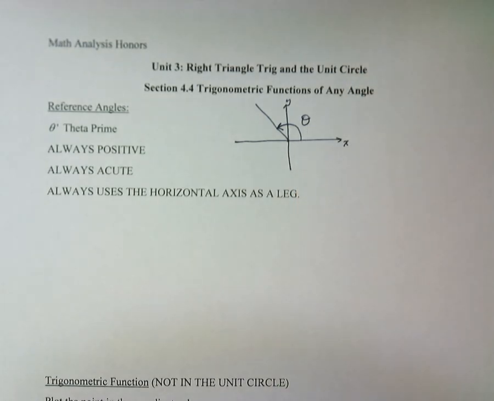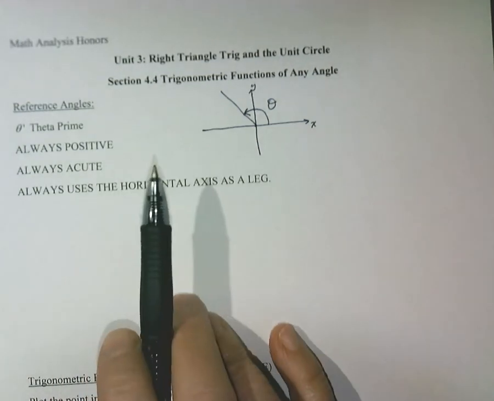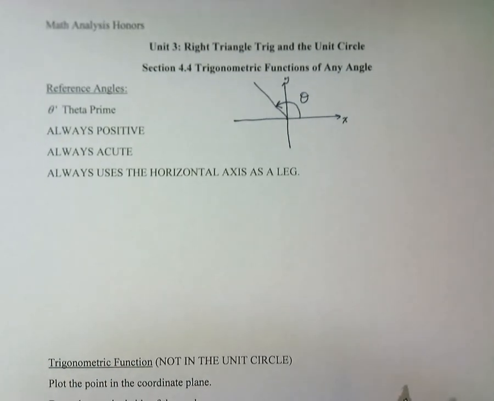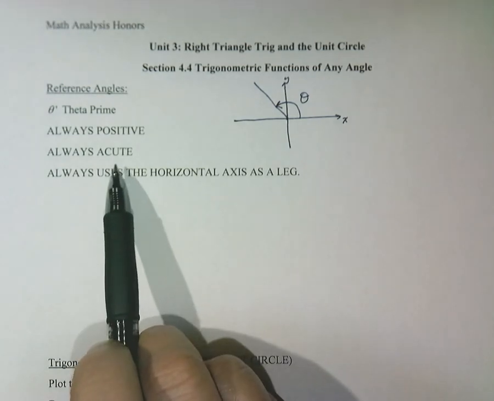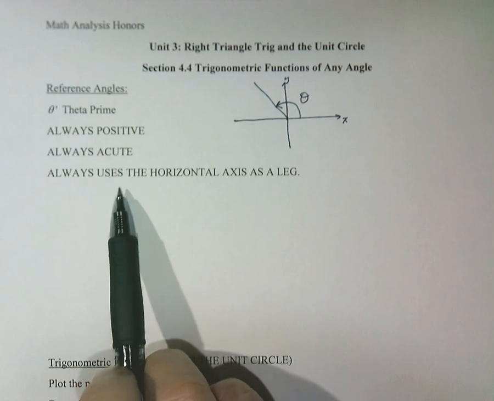I need a reference angle so that I can use right triangle trigonometry to solve for the trigonometric ratios. In order to do that, the angle has to be positive. It has to be acute, less than 90 degrees. And it always has to use a horizontal axis as a leg.